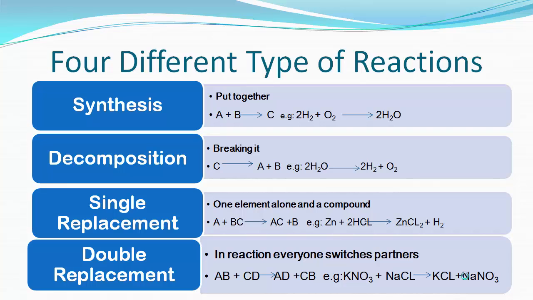Now, double replacement is when the first replaces the first and the second replaces the second. In a reaction, everything switches partners. That means AB plus CD yields AD plus CB. So A is first, B is second. C is first, D is second. So A and C will change places, and B and D will change places.